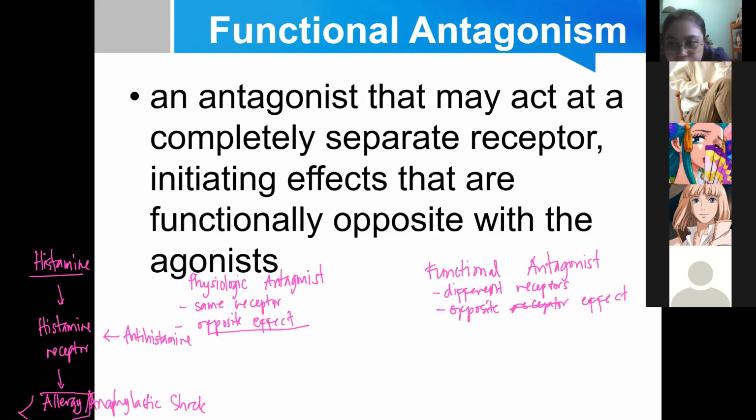Ma'am, may question ako, ma'am. Yes, Blessil. Ma'am, bakit ginasabi nila na pag mag-take ka daw ng antihistamine, ma'am, magtaba ka at saka mag-enlargement of the heart?